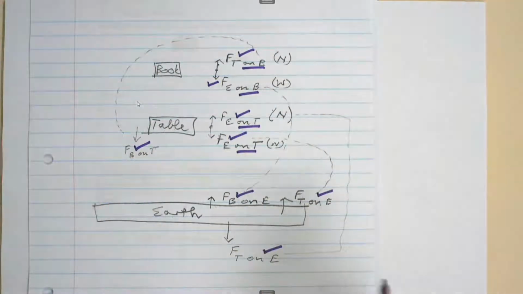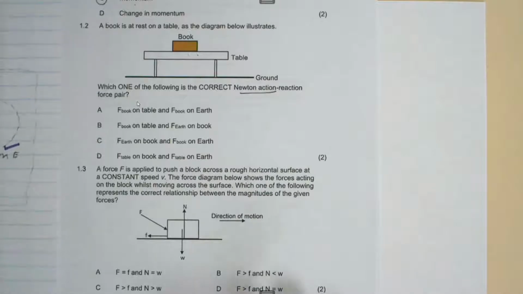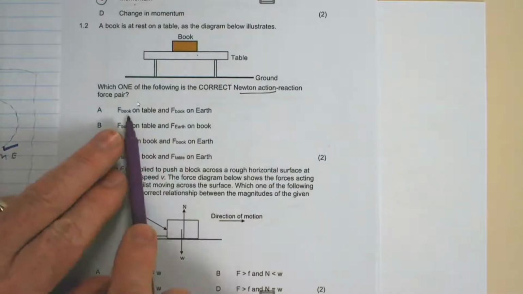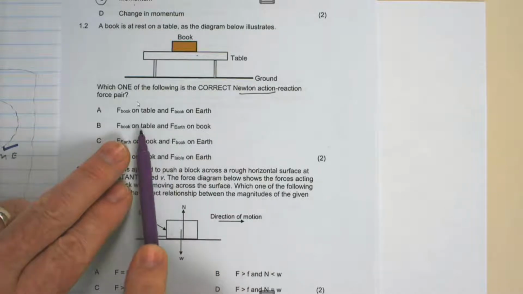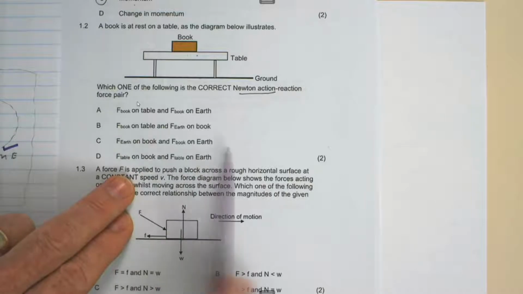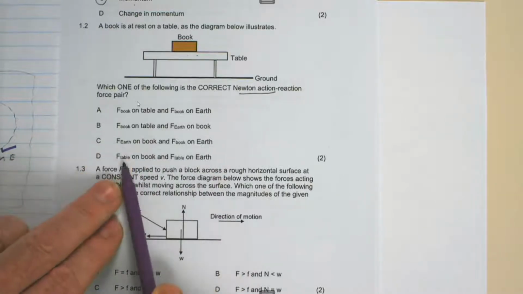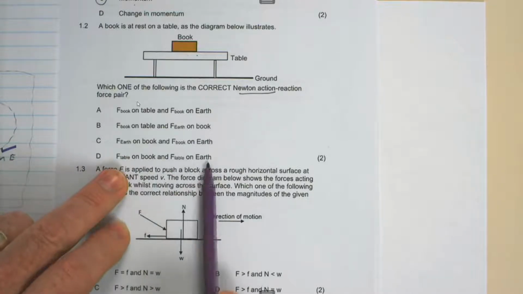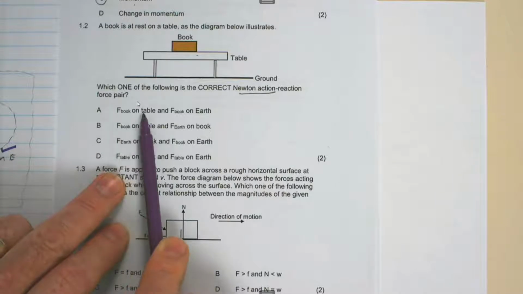So your action-reaction force pairs can be identified by labels where they switch places. Now, with that in mind, you can look here, the book on the table and the book on the Earth, the book on the table and the Earth on the book. And you see it's on table, on book, on Earth, on book, on Earth. So let's check the first part. Earth on book, book on Earth. Table on book, table on Earth. Can you see the sequence is not a switch? There is no switch. Book on table, book on Earth. The labels don't switch places.